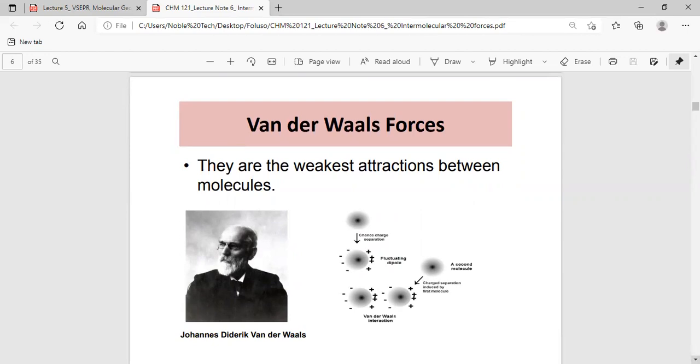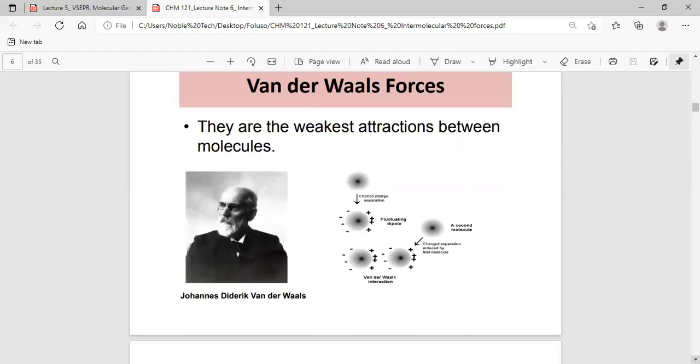So Van der Waals forces is the very first type of intermolecular forces. Van der Waals forces are weak. They are the weakest form of attraction between molecules. They are caused by instantaneous fluctuation in the particle size.